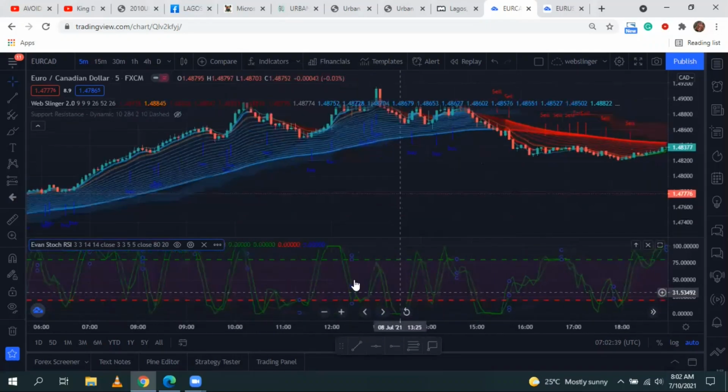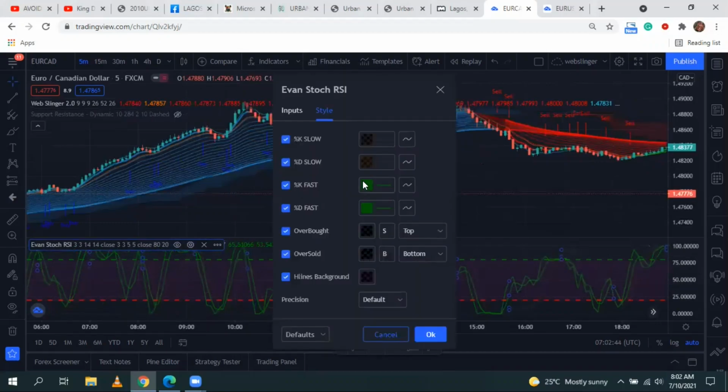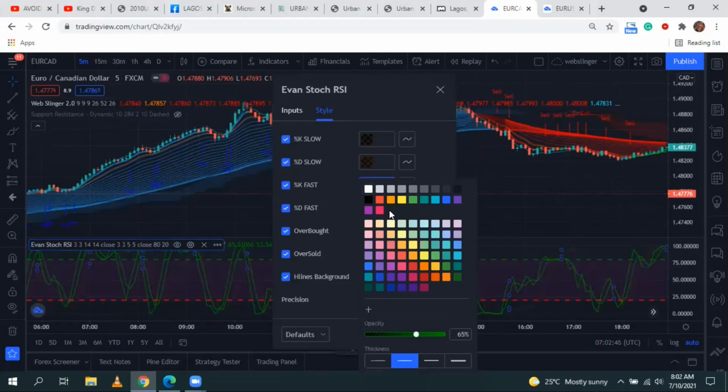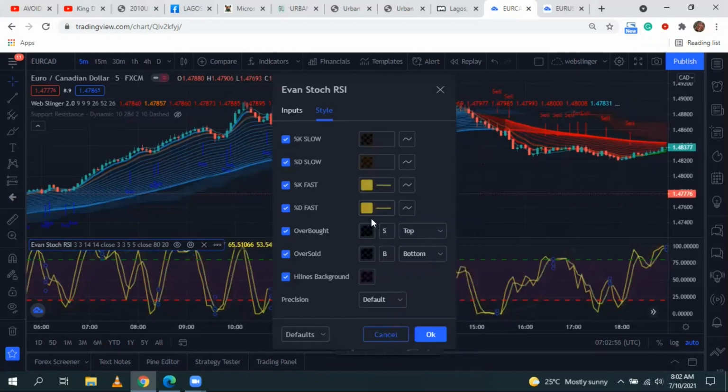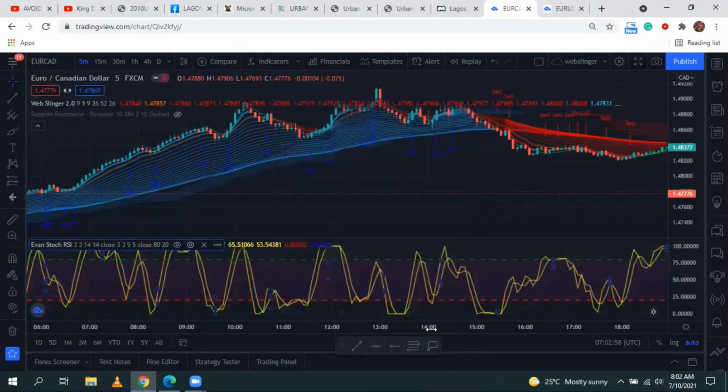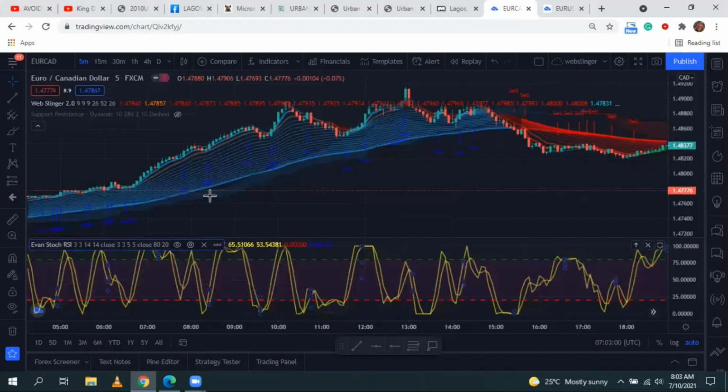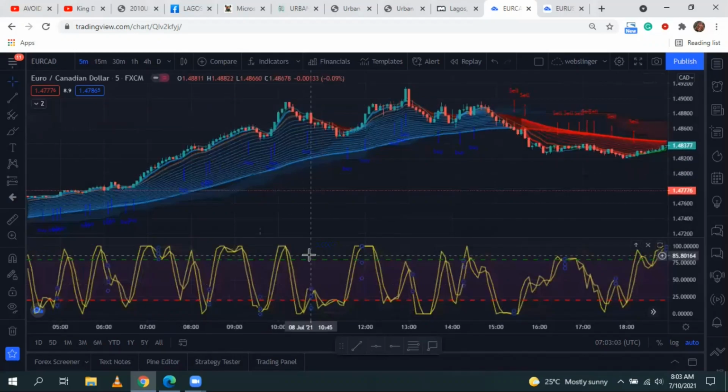So now what are we looking for? I think this green is too blurry for this dark market. Let's change this color. Maybe we should use yellow, right? Yeah, let's use yellow. I think that yellow is brighter. So yeah, now we have what we need.